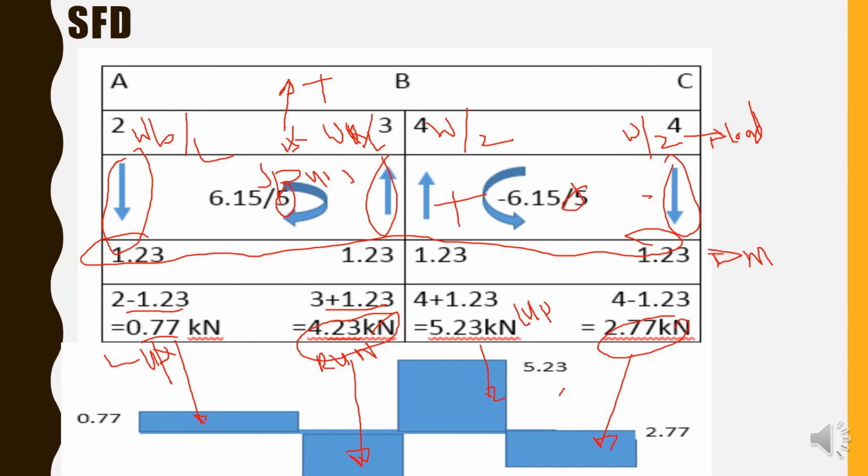So this will be called the shear force diagram, and this is how we are supposed to solve a continuous beam by the moment distribution method.